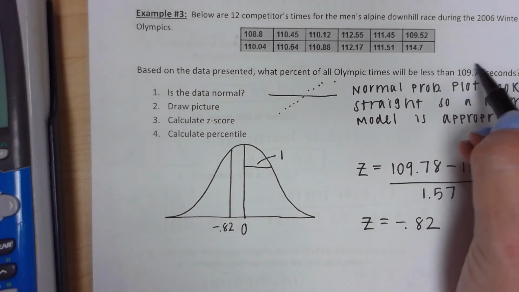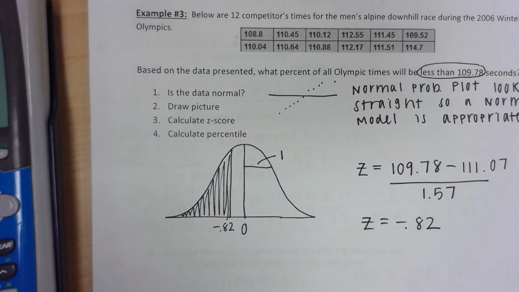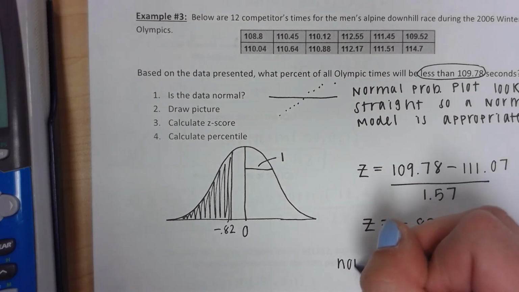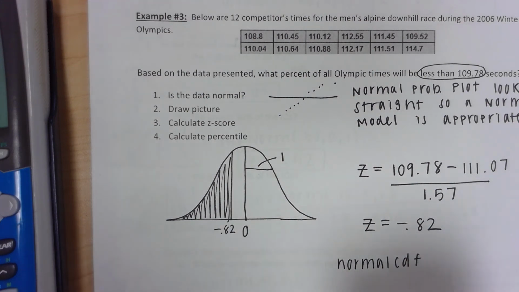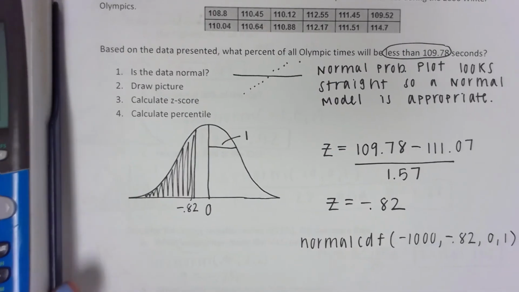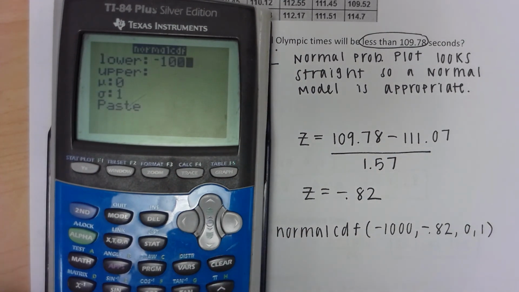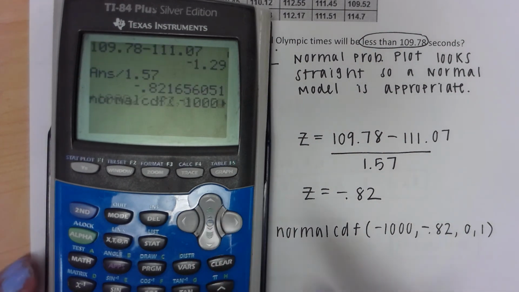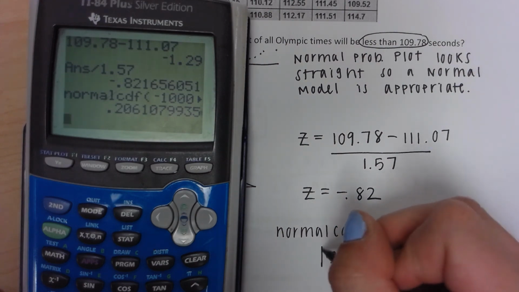I'm looking for less than, so I'm shading everything to the left. And now I can use my normal CDF because I'm looking for the area, the percentage. My lower bound should be a very small number. My upper bound is the negative 0.82, and my mean and standard deviation are staying 0 and 1. And we get 20.61 as our final answer.